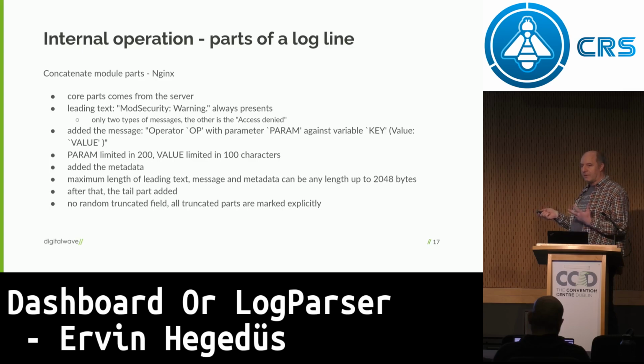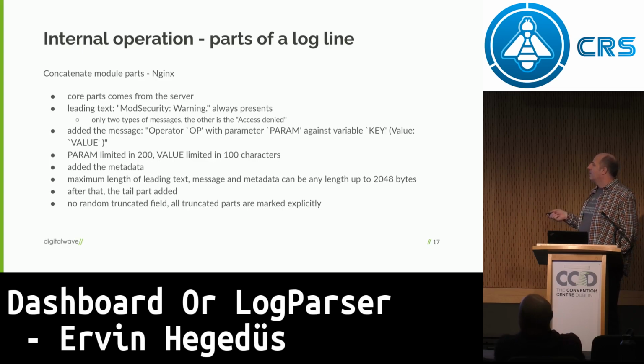So there are 4 dynamic contents in the log, and this can be useful because if you want to make an exclusion for the rule, these 4 pieces of information can be very valuable. Param is limited to 200 and value limited to 100 characters. Later, the metadata is added. The maximum length of leading text and message can be up to 2 kilobytes.